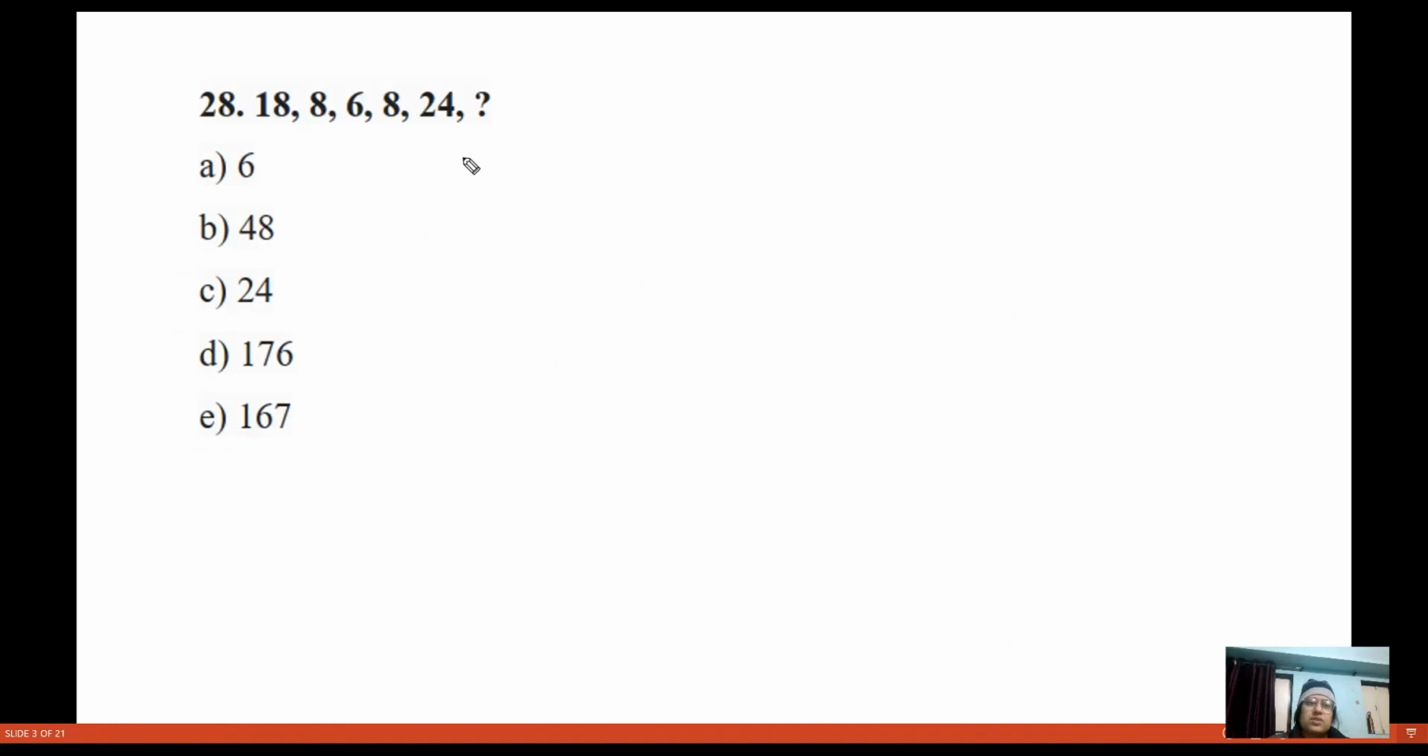Now see, we have this question: 18, 8, 6, 8 and 24. See what we are going to do here. We have 18 into 0.5, that means 18 divided by 2 only, but we are just not writing divide because further we are going to multiply. So 18 into 0.5 minus 1 is equal to 8, that we have established.